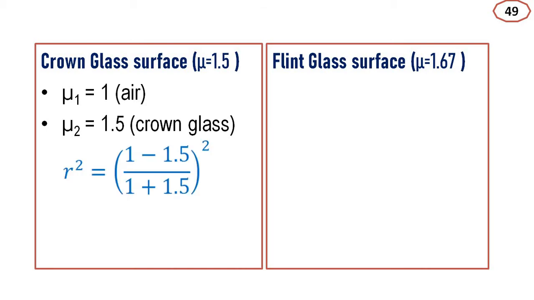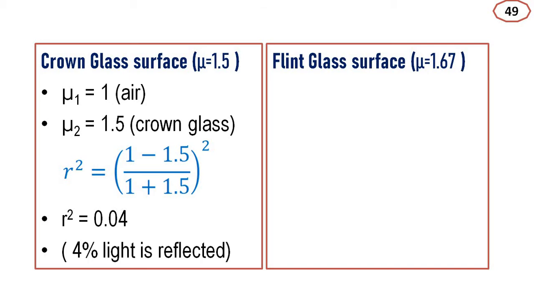Then the equation r square equal to (mu1 minus mu2) divided by (mu1 plus mu2) all square. That is (1 minus 1.5) divided by (1 plus 1.5) square. You will get the value 0.04, multiplying by 100 you will get 4%. That means 4% of the light incident on a ground glass surface is reflected. It's a major issue in the formation of a lens or any optical devices.